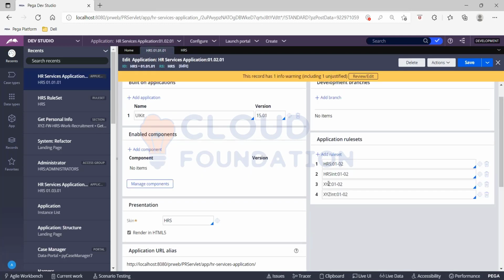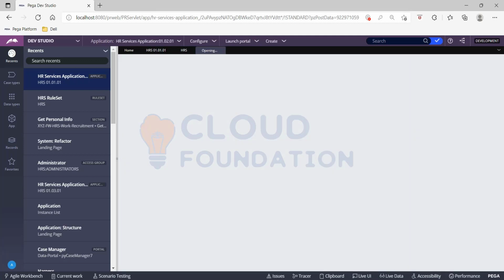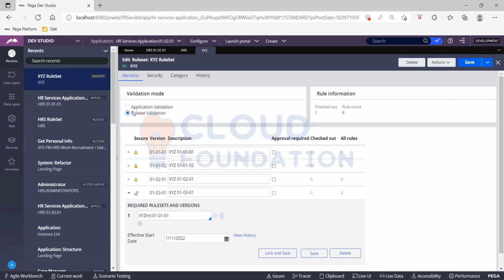Now, when you look at the organizational rule set, it goes the other way. It is in rule set validation. Again, I did not create this. The system has created your application rule sets to be in the application validation mode, whereas organization wants to be in the rule set validation mode.